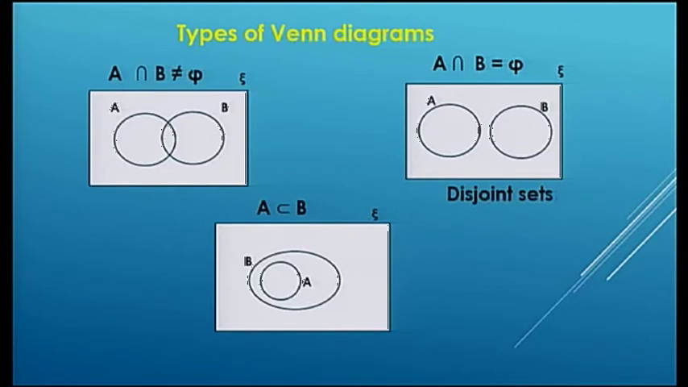In the second diagram, you will see A intersection B equal to null set. That is, we do not have any elements in common. If we do not have any elements in common, we're going to draw the circles separately. These two sets are also called disjoint sets.